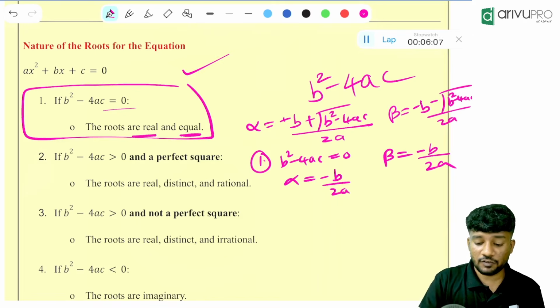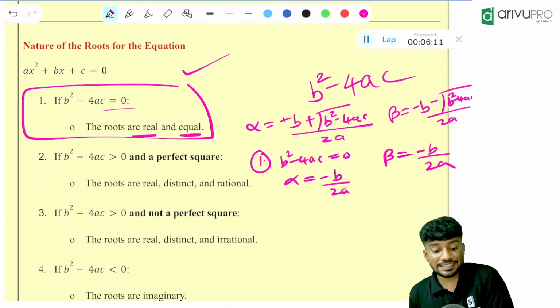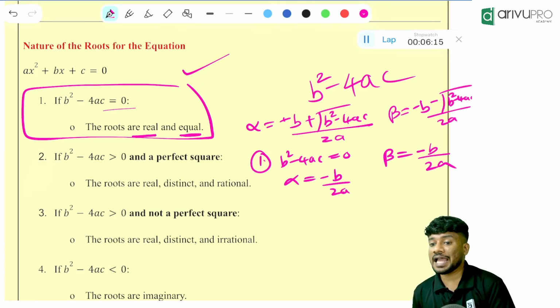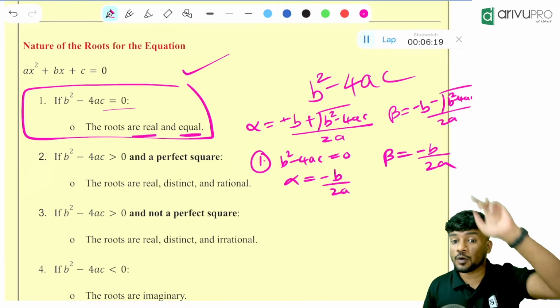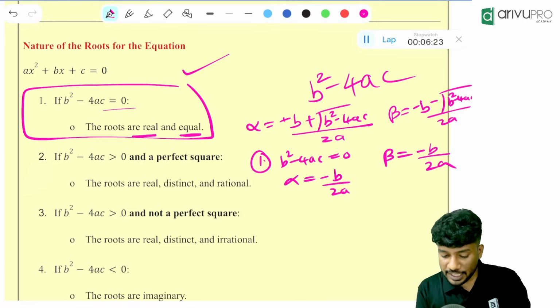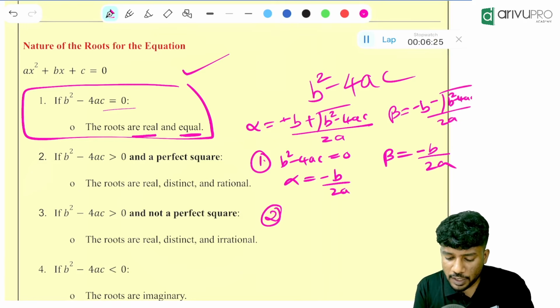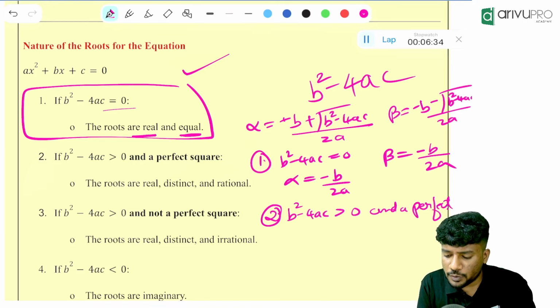Very important. There were questions based on this. What if b square minus 4ac is equal to 0? The answer is, the roots are real and equal. That is very important. Real and equal. Second one, people. If b square minus 4ac is greater than 0 and a perfect square. What do you mean by perfect square?